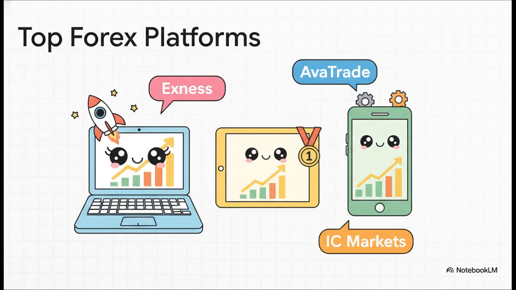Of course, applying all this analysis requires having a reliable platform to actually execute your trades. Our source material highlights a few top options for this. There's Xnis, noted for zero spread accounts and super fast execution. You've got AvaTrade, known for being an award-winning platform with some seriously advanced trading tools. And IC Markets, favored for low spreads and its MetaTrader 4 and 5 integration. Having a reliable, globally regulated platform is honestly just as crucial as having a rock-solid analysis strategy.